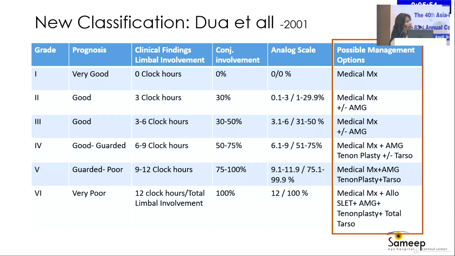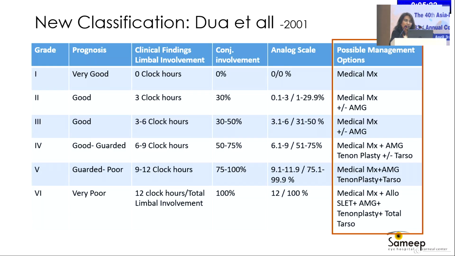If we focus on the new classification which Professor Dua proposed, the previous classifications were inadequate to explain why certain patients do well and why certain groups of patients do not do very well after chemical injury. So he proposed a new classification wherein he divided them into 6 groups, and in addition to that, what I have added here is a possible management option for each group based on our epithelial healing issues.